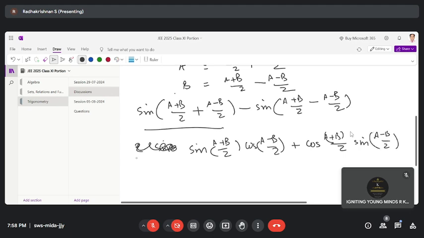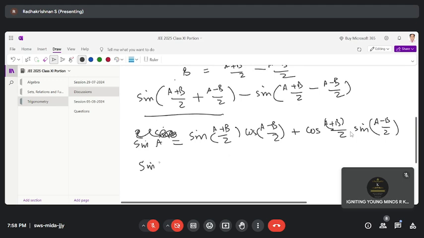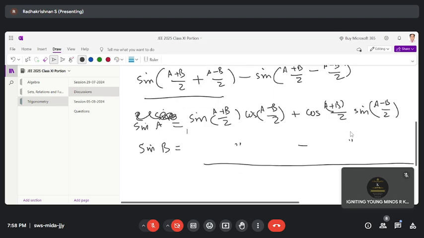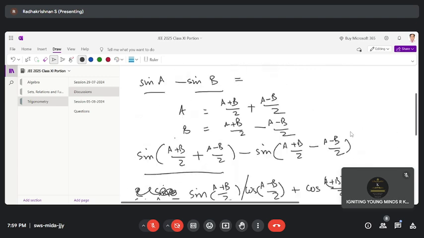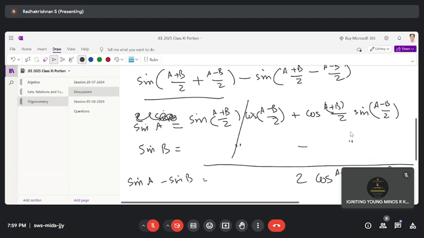Okay. So this is your sin A. Sin A cos B plus cos A sin B. And sin B is the same thing, minus. Right? So now you subtract, right? Subtract sin A minus sin B. This will get cancelled, and this will be there, this remaining. So sin A minus sin B is 2 cos (A plus B)/2 sin (A minus B)/2.